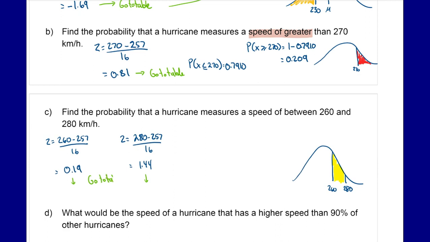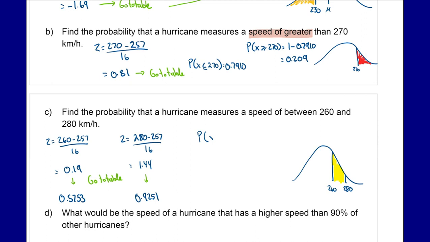Go to table. And for each one, we end up with 0.5753. So 57.53% of the data is below 260 and 0.9251. So 92.51% of the data is below 280. So to figure out the gap, I need to subtract the higher z-score percentile from the lower one.